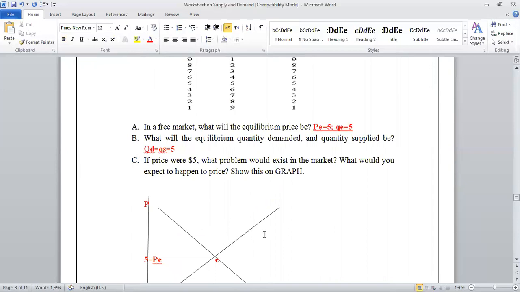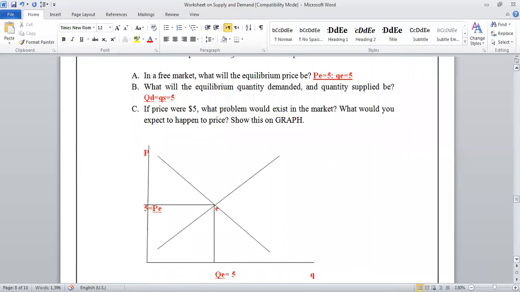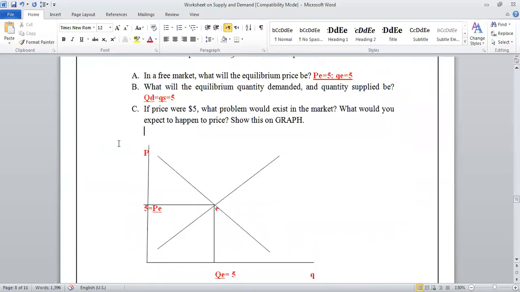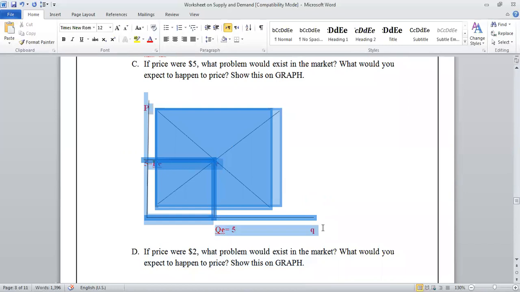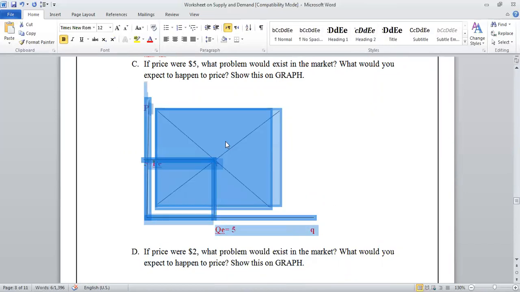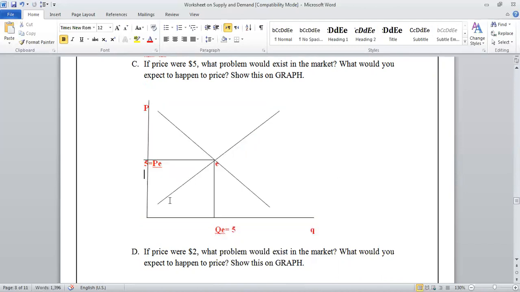Okay, if the price is 5, what problem would exist? The price is 5, this is equilibrium, okay? We don't really have a problem. We are in equilibrium. You have equilibrium price and equilibrium quantity, okay? Now, question D, when the price is 2, what will you have? When the price is 2, you are below equilibrium. When you are below equilibrium, what does this mean? Do you have a shortage or a surplus? You have a shortage.